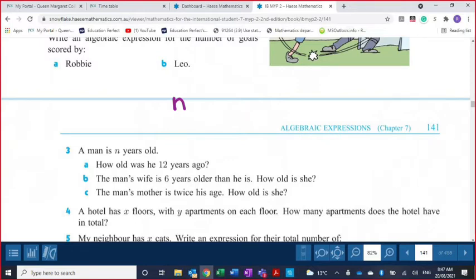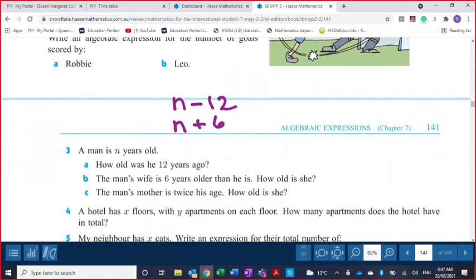How old was he 12 years ago? Well, 12 years was in the past. So we're going to be adding or subtracting? Subtracting. Good. So subtract 12. So you get n minus 12 as your algebraic expression. Right? The man's wife is 6 years older than he is. How old is she? So his age, and she's 6 years older. Is that addition or subtraction? Addition. And so she's 6 years older, so just add 6.